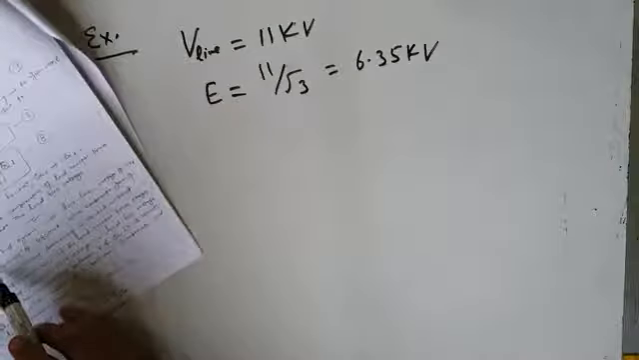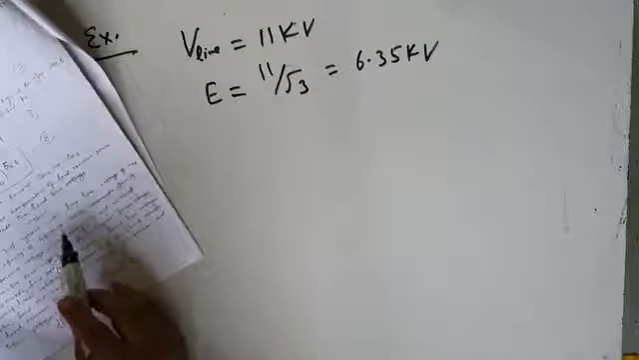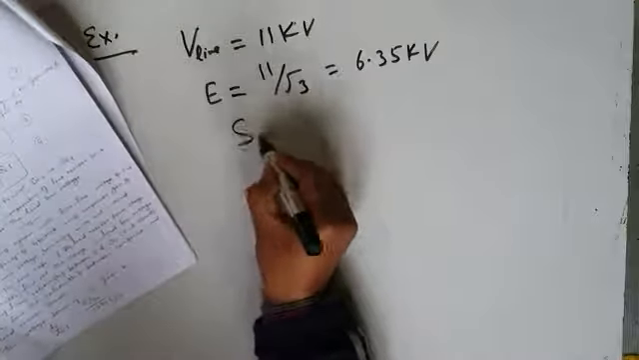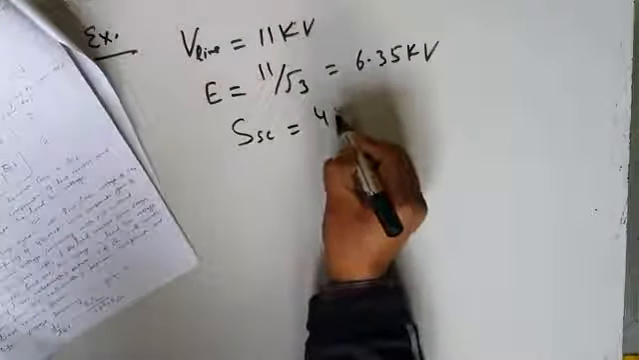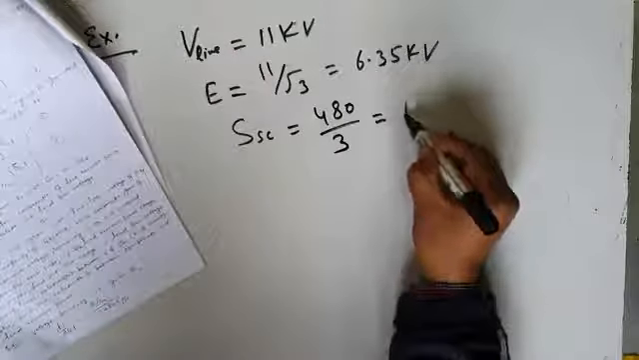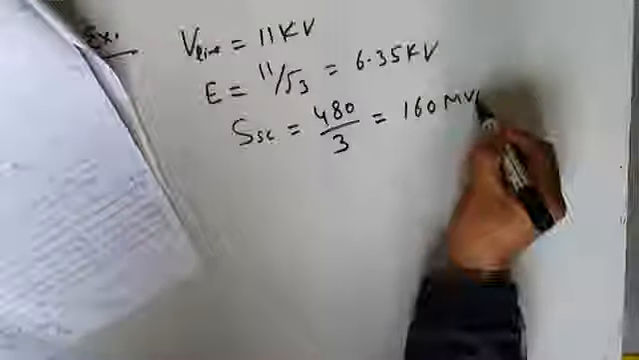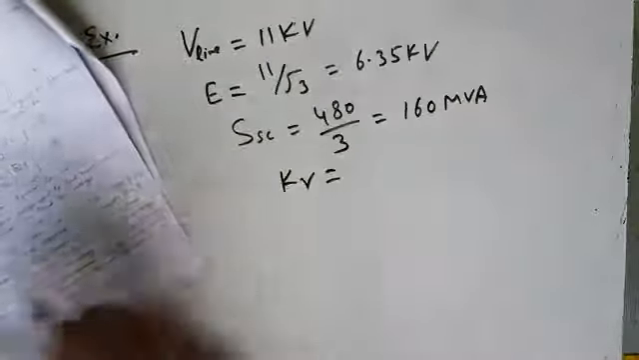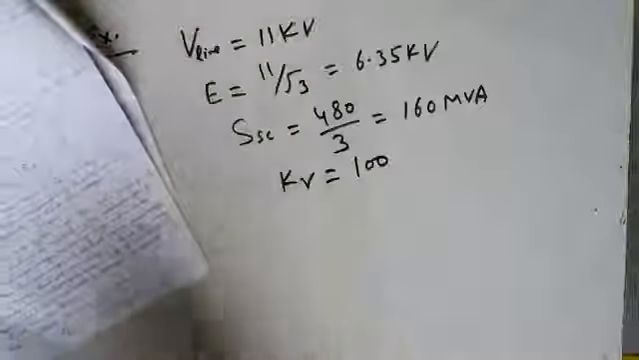Okay. The short circuit capacity is 480 MVA, but it is 480 MVA three phase. So therefore, what is per phase short circuit capacity? 480 by 3 for one phase. So it is 160 MVA. Okay. Compensator gain is also given. It is 100 per unit. K gamma is 100. It is given in the problem.